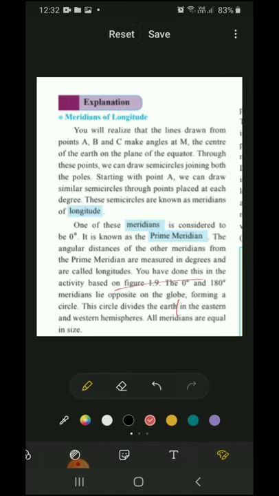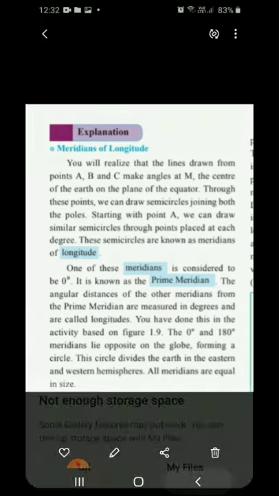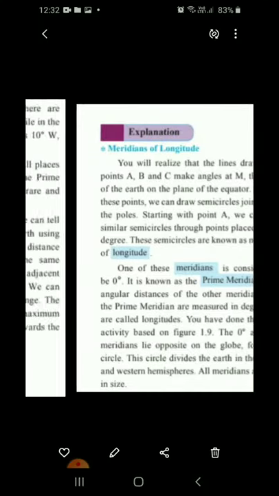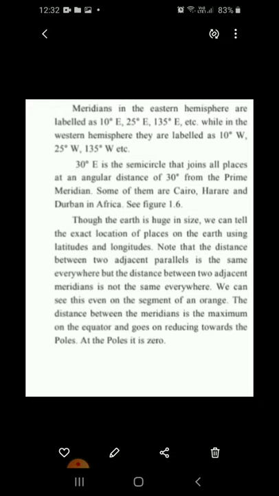We come to the next definition. Meridians in the eastern hemisphere are labeled as 10 degree east, 25 degree east, 135 degree east, etc. While in the western hemisphere, they are labeled as 10 degree west, 25 degree west, 135 degree west, etc. Now, 30 degree east is a semicircle that joins all the places at an angular distance of 30 degrees from the prime meridian. Some of them are Cairo, Harare and Durban in Africa. See figure 1.6. I am reading the sentence again. 30 degree east is a semicircle joining all the points at a distance of 30 degrees from the prime meridian.